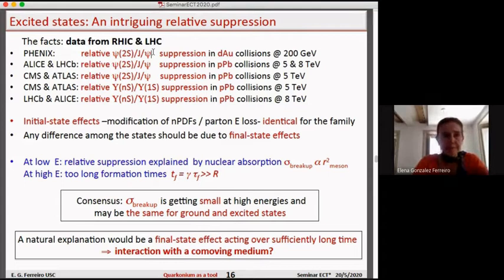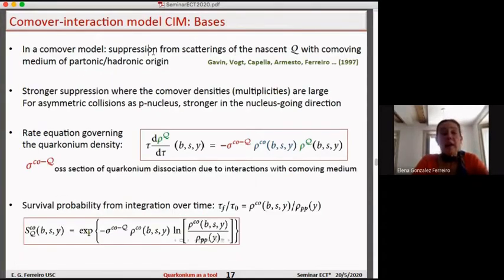So we used a comover model that was used a lot in the 2000s, that was successful in reproducing the results for the J/psi and psi prime by taking into account just the interaction with the medium. Here you have the production of the quarkonium state. Here you have the density of the medium, the density of your comovers, of the pions that are produced together with the J/psi or the bottomonium. And here you have an interaction cross-section.